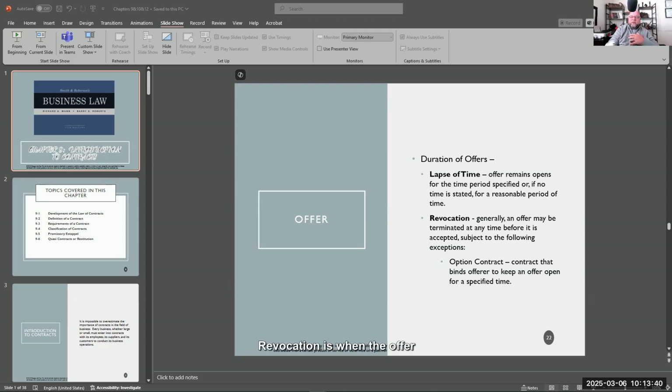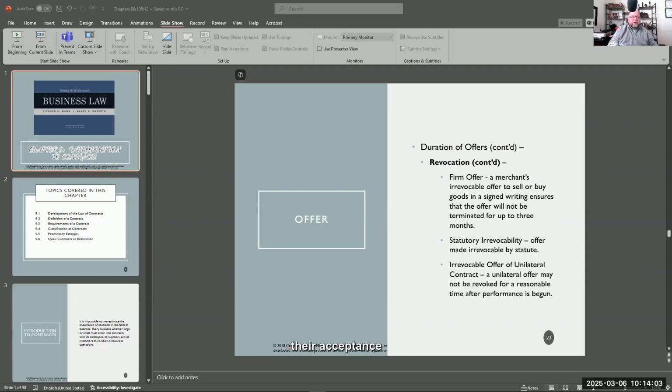Revocation is when the offer has been terminated by the one making the offer, saying that, okay, there's not going to be an offer anymore. An exception to that is an options contract, which gives the option to the person receiving the offer to at some point accept that offer, to take on that offer and give their acceptance.